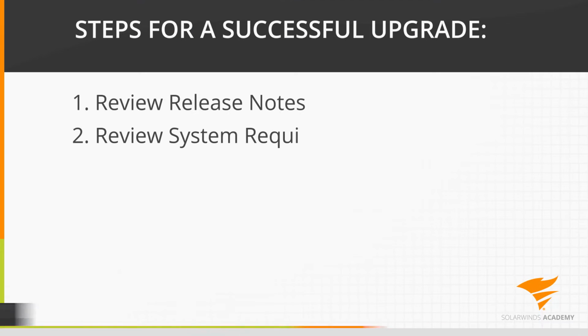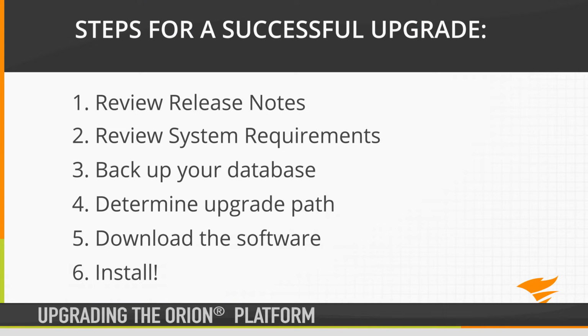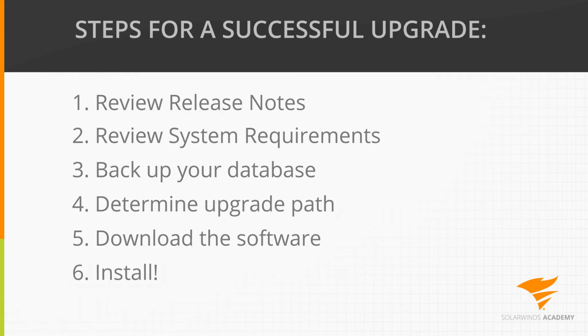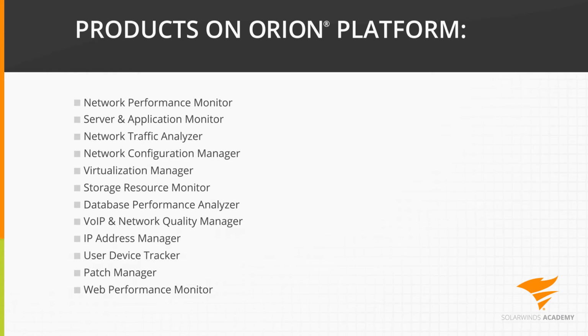Software upgrades deliver the latest features, improvements, and bug fixes for your SolarWinds products. Today, we'll be walking through the steps required to successfully complete a software upgrade. These steps apply to all SolarWinds products on the Orion platform, including Network Performance Monitor, Server and Application Monitor, Network Traffic Analyzer, Network Configuration Manager, and the others listed on the screen. We'll also touch on some tips and common gotchas.